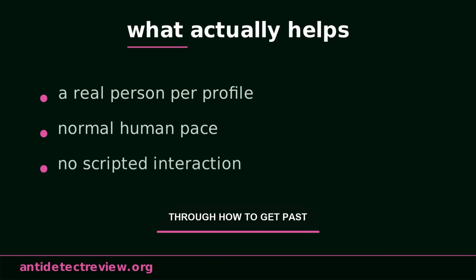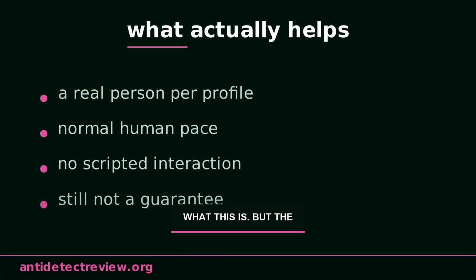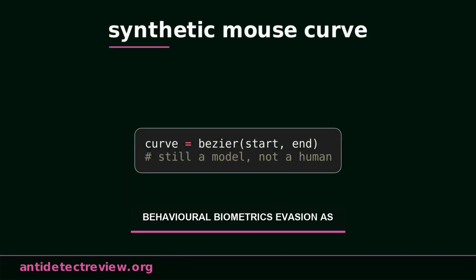I'm not going to walk through how to get past any specific vendor's model here. That's out of scope for what this is. But the honest technical point stands regardless of that. No anti-detect browser I've tested markets behavioral biometrics evasion as part of what it does, and none of them can, because the signal is generated outside the browser process entirely.